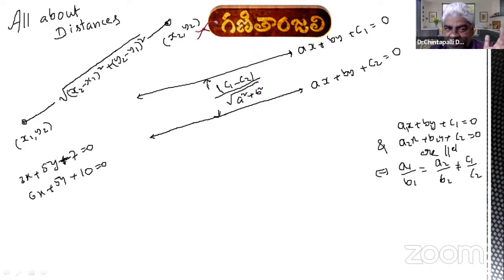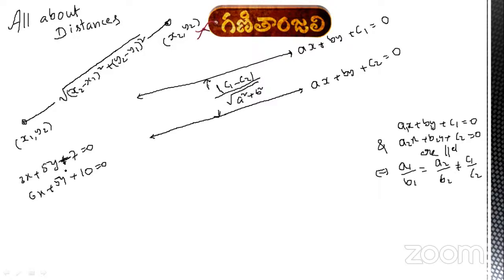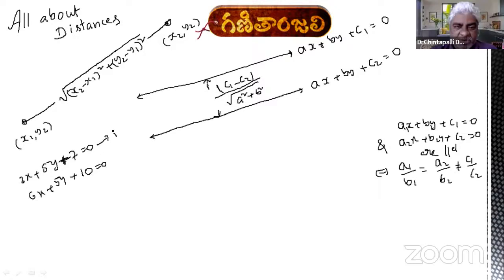Even if xy terms are not equal, we can make xy terms equal by multiplying one of the equations by some number. If it is equation number 1 and it is equation number 2, first equation into 2.